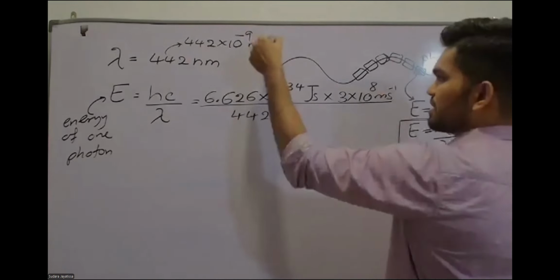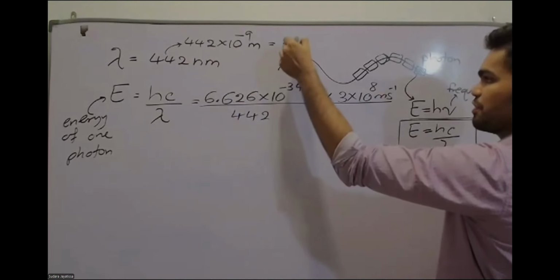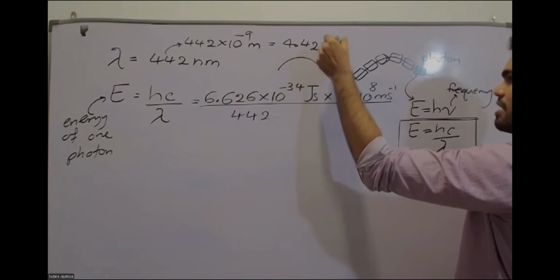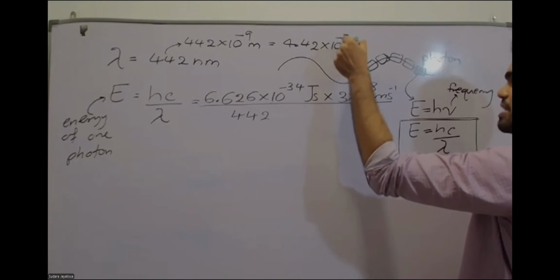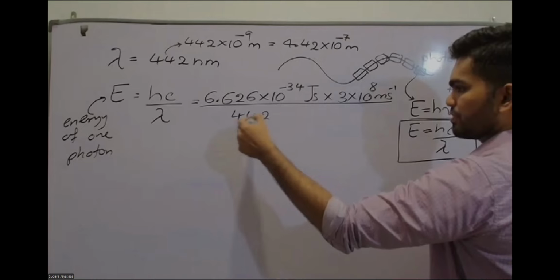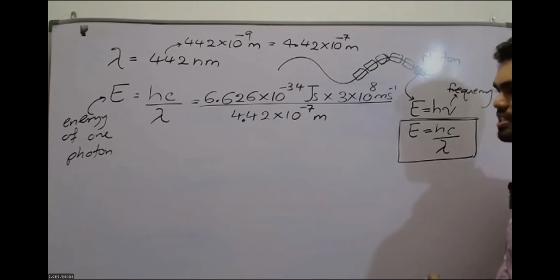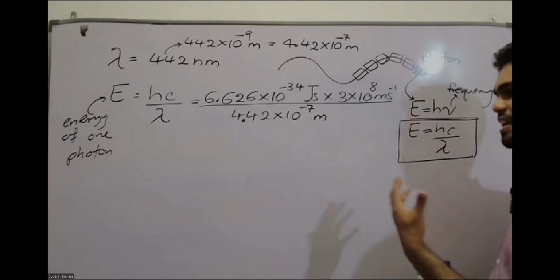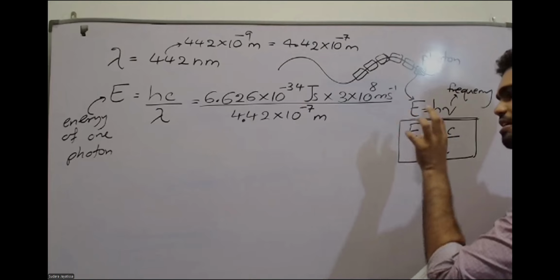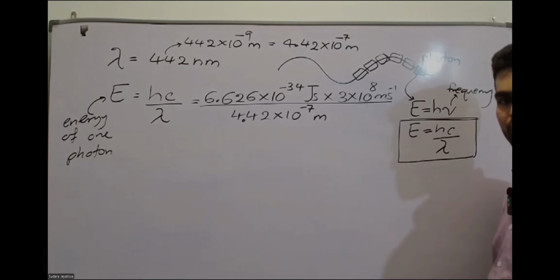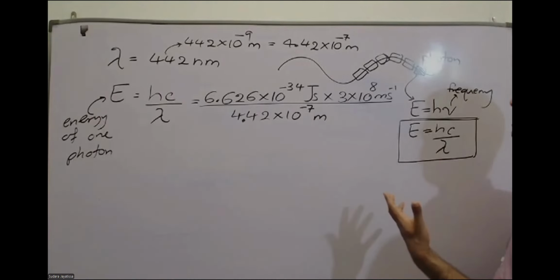Let's simplify this a little bit. You can write it as 4.42 into 10 to the power minus 7 meters. These all are maths. Here, we are simply obtaining the data from the question and plugging it into our formula. You have to see the maths part and the chemistry part separately.